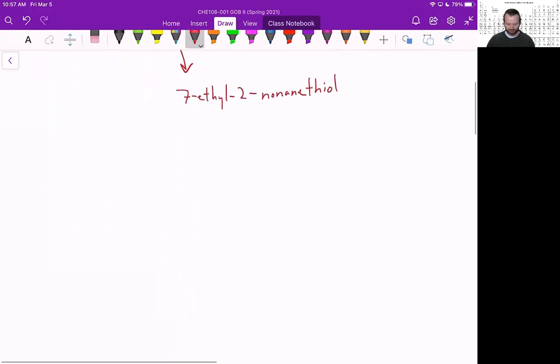One more for practice. It's a simpler one, but we've got 1, 2, 3, 4, 5. If I numbered it from left to right, it would be the same. 1, 2, 3. This is 3-pentane. You've got 5 thiol. So just treat the sulfur like you would a substituent.